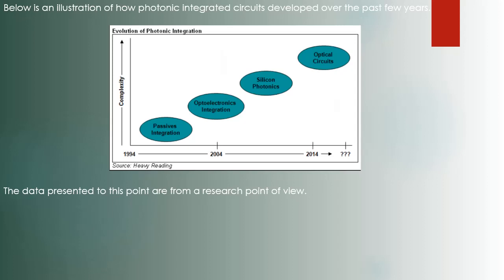So this slide just quickly shows an illustration of how photonic integration has developed over the past few years since the early 90s. The passives were the first to be integrated. And then increasing in complexity, you have optical electronics integration, and then we have silicon photonics and optical circuits. So the data presented to this point is from a research point of view. Now we'll move into more practical uses of CMOS and photonics integrated together.